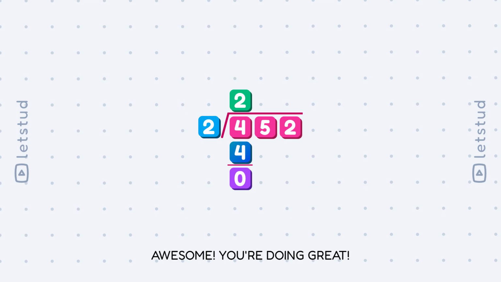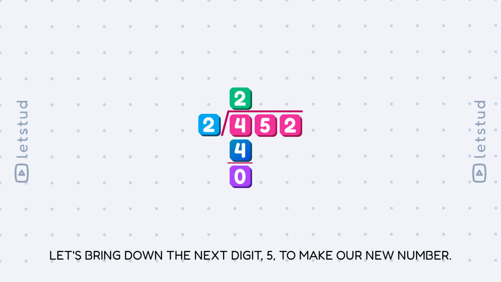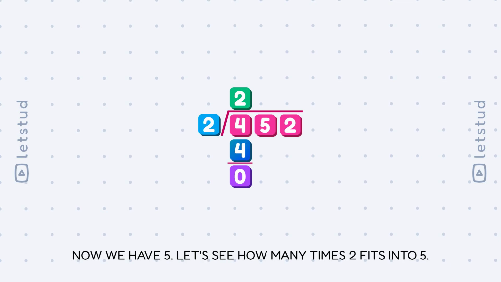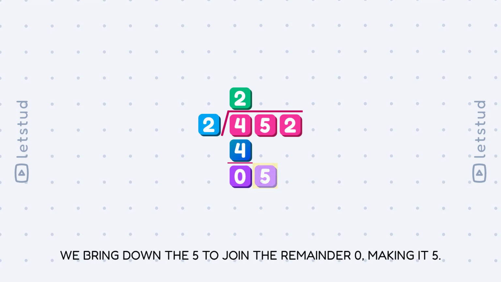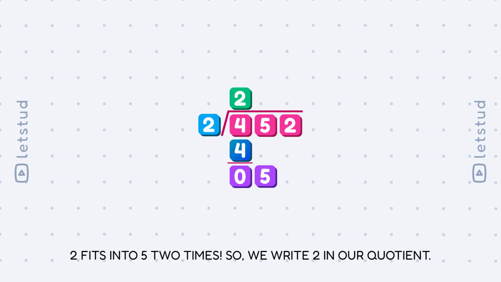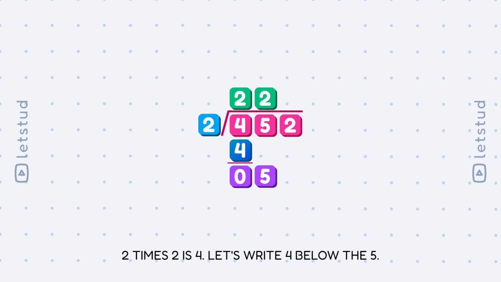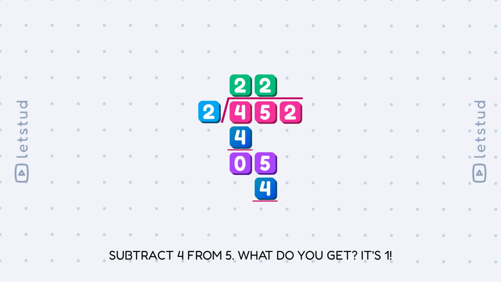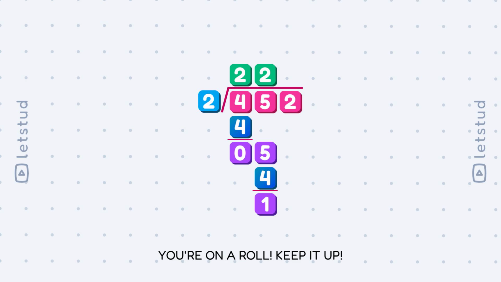Awesome, you're doing great. Let's bring down the next digit, 5, to make our new number. Now we have 5. Let's see how many times 2 fits into 5. We bring down the 5 to join the remainder 0, making it 5. 2 fits into 5 2 times, so we write 2 in our quotient. 2 times 2 is 4. Let's write 4 below the 5. Subtract 4 from 5. What do you get? It's 1. You're on a roll, keep it up.